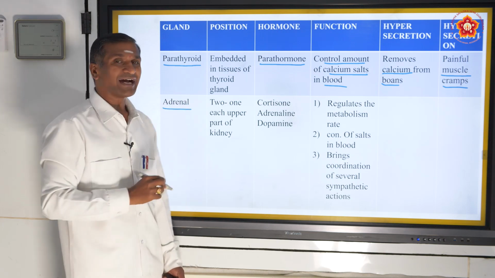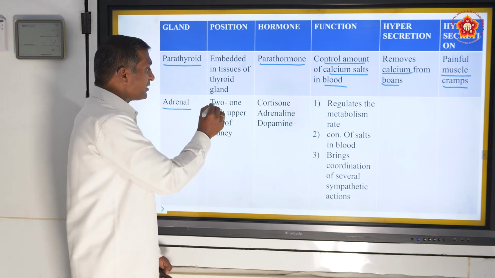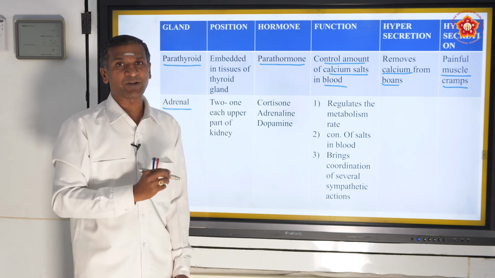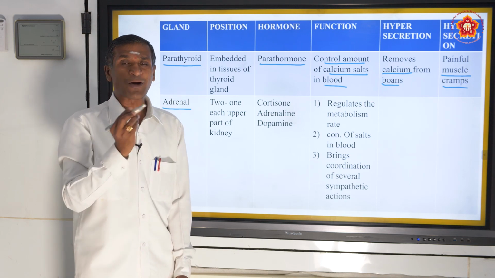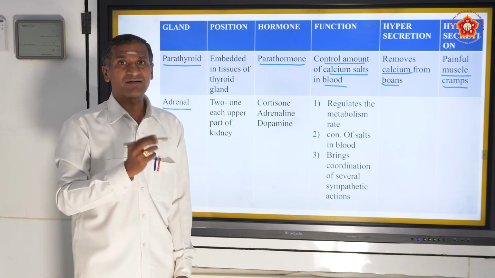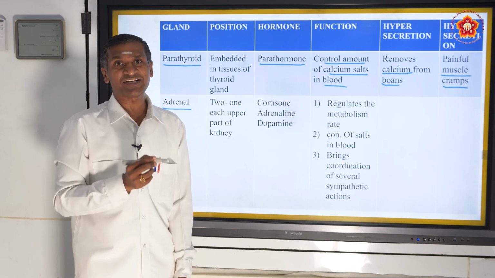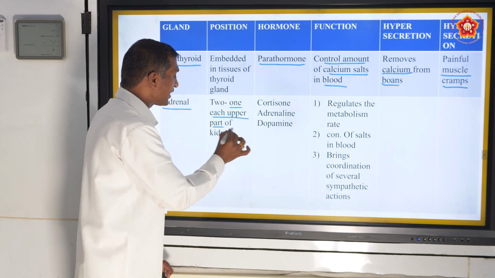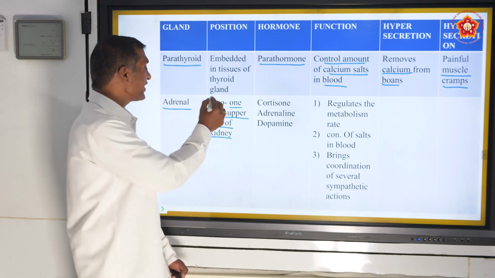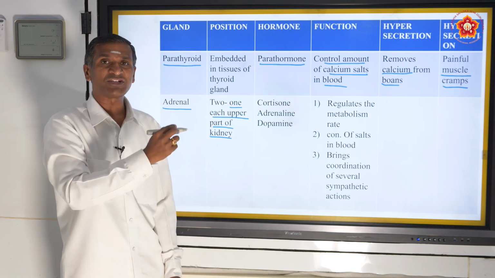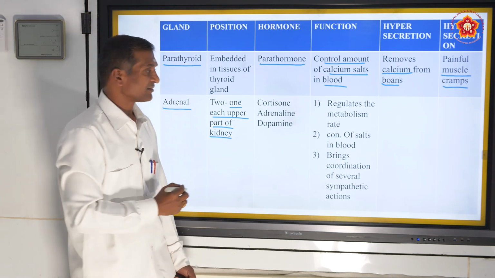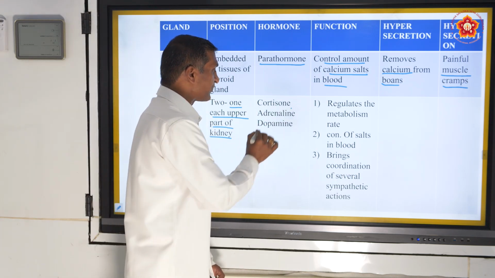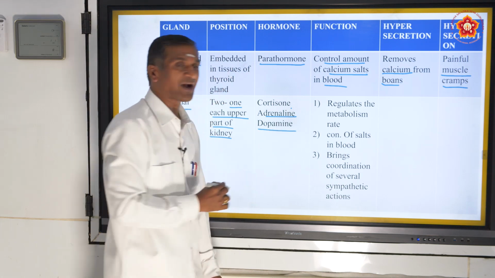The next gland, the adrenal gland. They are two in number. Already told, a triangle shape, if you remember. Found on the anterior region of the kidney, one each on the upper part of each kidney. They produce three hormones: the cortisone, the adrenaline, the dopamine.